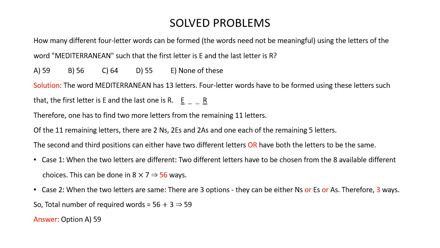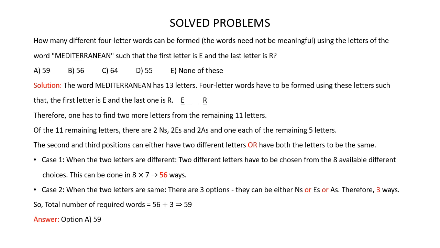Now of the remaining 11 letters, there are 2 N's, 2 E's, 2 A's and 1 each of the remaining 5 letters. Now the second and the third positions in the 4-letter words can either have 2 different letters or both the letters can be the same. Now let's look at case 1 when the 2 letters are different.